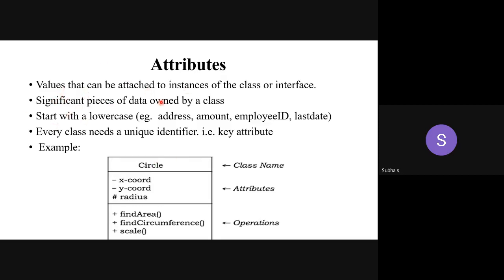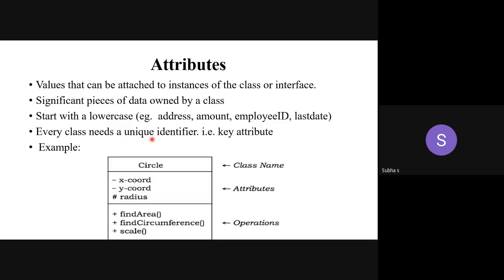These are the other definitions. Attributes are the significant pieces of data. Pieces means significant components of the data. A particular class owns the attributes, owned by a particular class. Always the attributes start with a lowercase letter. Address, amount, employee ID, age, last date, payment, anything. You can mention any related, any meaningful attribute.